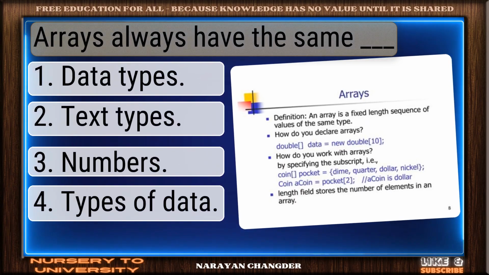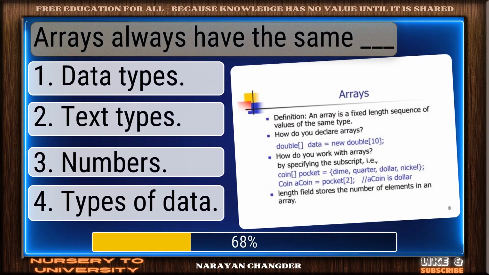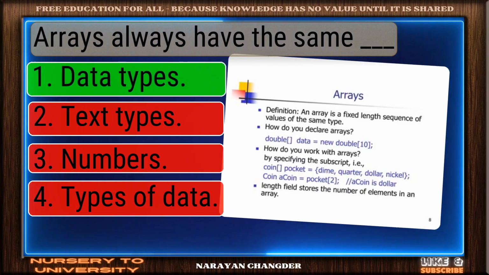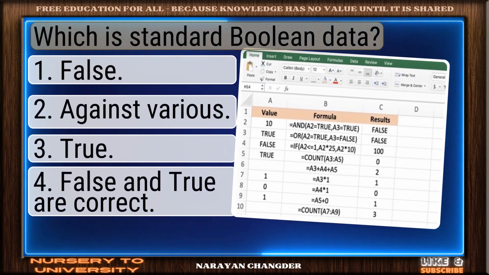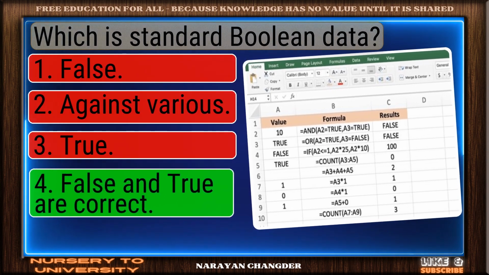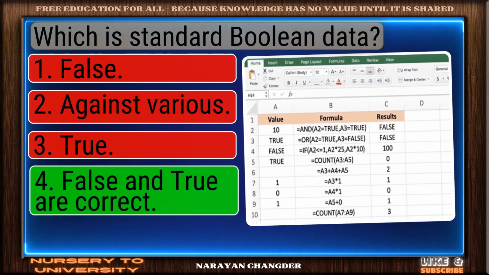Question number 29. Arrays always have the same dash. Right again. Data types is a valid answer. Question number 30, which is standard Boolean data. Valid point. False and true are correct is true.